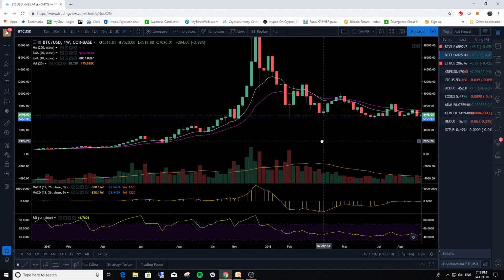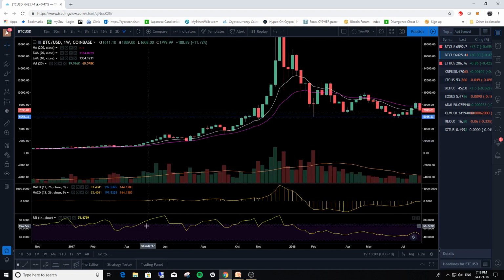And this is a perfect example on a longer or higher time scale of strong relative strength and weak relative strength. So if I grab my mouse here, and I grab my crosshairs and I put it right on 50, or as close as I can get, you'll see very clearly that for the entire run up to all-time highs, the RSI did not at any point dip below 50.